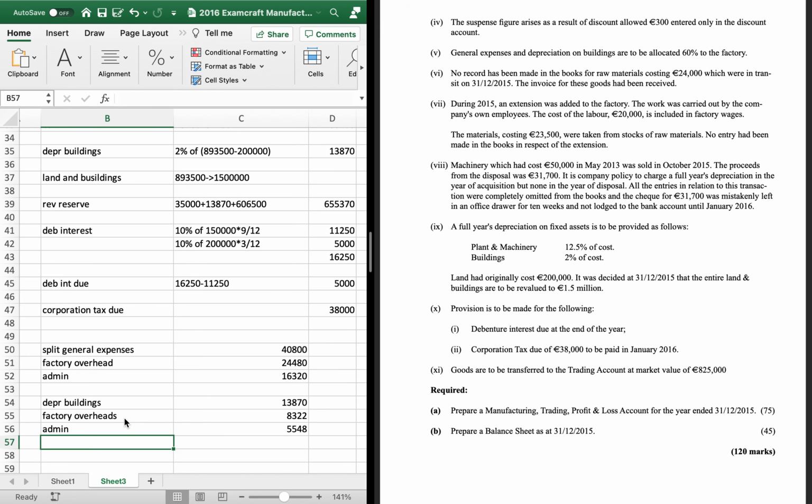Alright, so a bit like cash flows, or a bit like published accounts when we did those, you have to split them up. So alright, so that's us done. We can lash everything in there. I'm not going to lash everything in, I'll just tell you where they go.